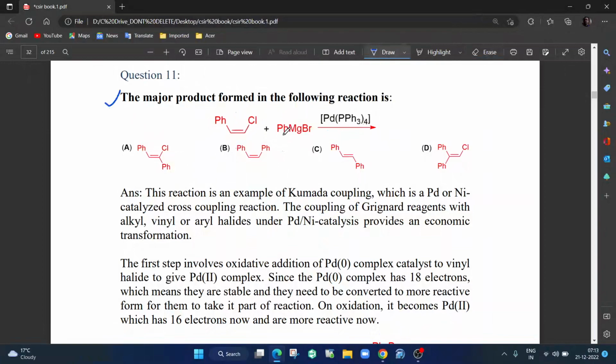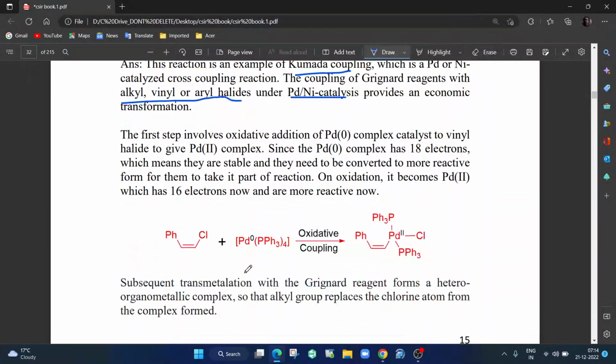Let's not discuss that, but that's why we are using what is called palladium tetraphenyl phosphine complex. Now this is called Kumada coupling. It is used for alkyl, vinyl and aryl halides with palladium or nickel catalysis. It is used for coupling reaction. So let's go step by step. So in the first step you are adding palladium 0 complex.